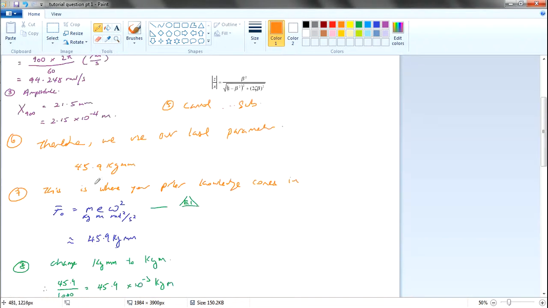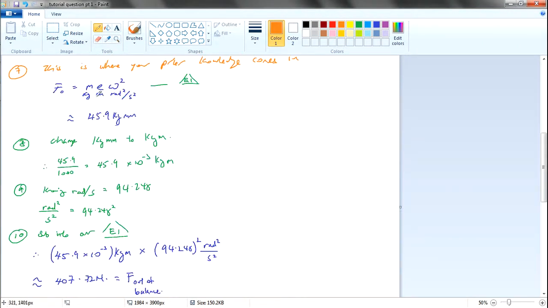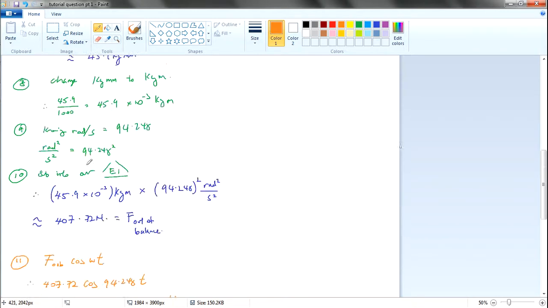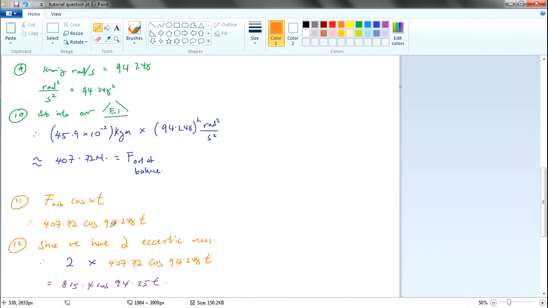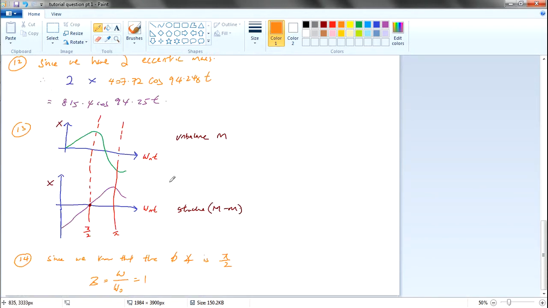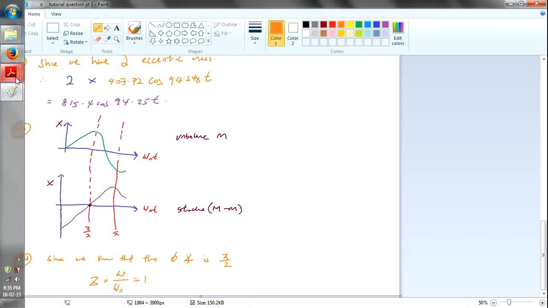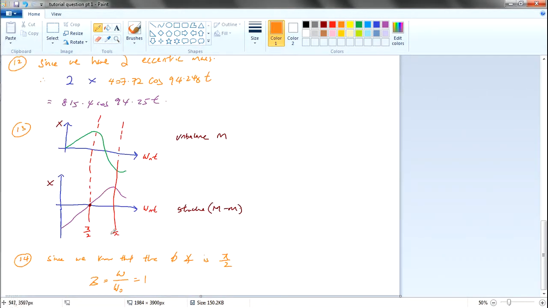So the key things to take note of are F naught and F naught cosine omega t. These are all the things that you are not given. Then we realized that the phase is pi over 2. So in the exam, if you're given this type of question, typically you might try to guess whether it's pi over 2 or not.